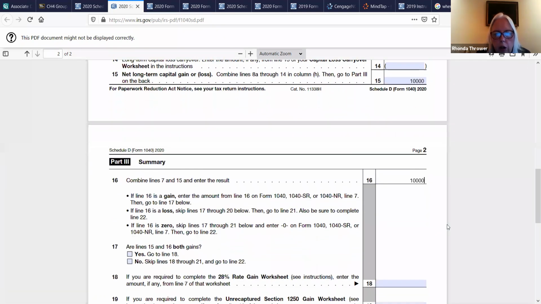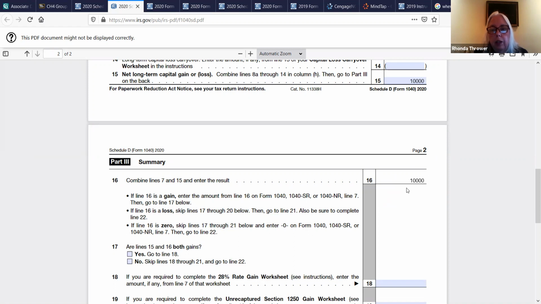And then we have to read our instructions. If line 16 is a gain, which it is, we're going to enter the amount from line 16 on the 1040 form. And we're going to enter that on line 6. So we have to complete this Schedule D before we can enter it on form 1040.